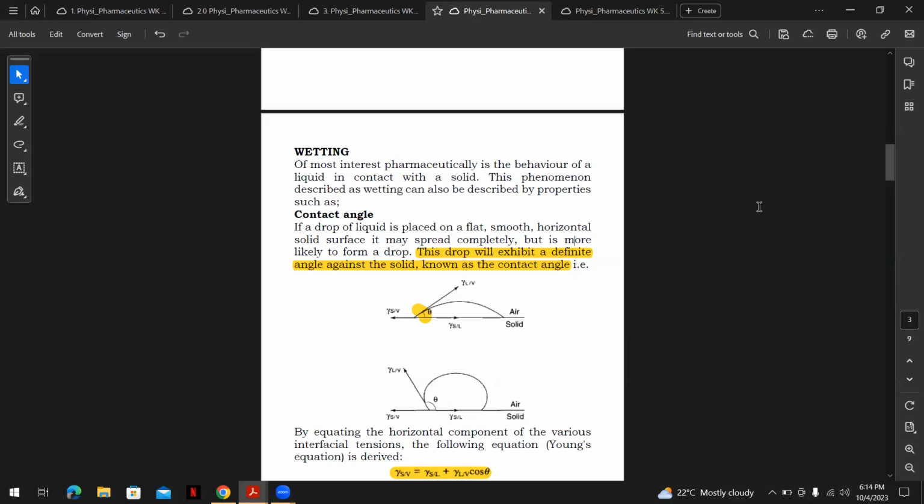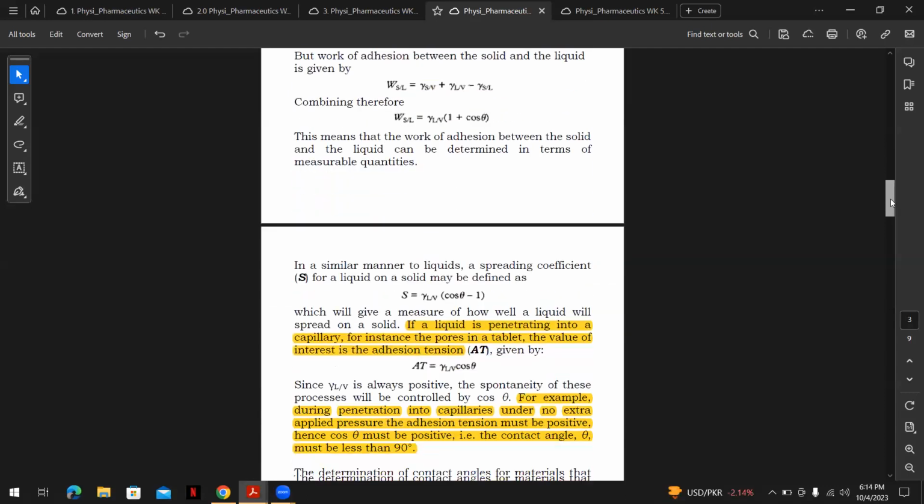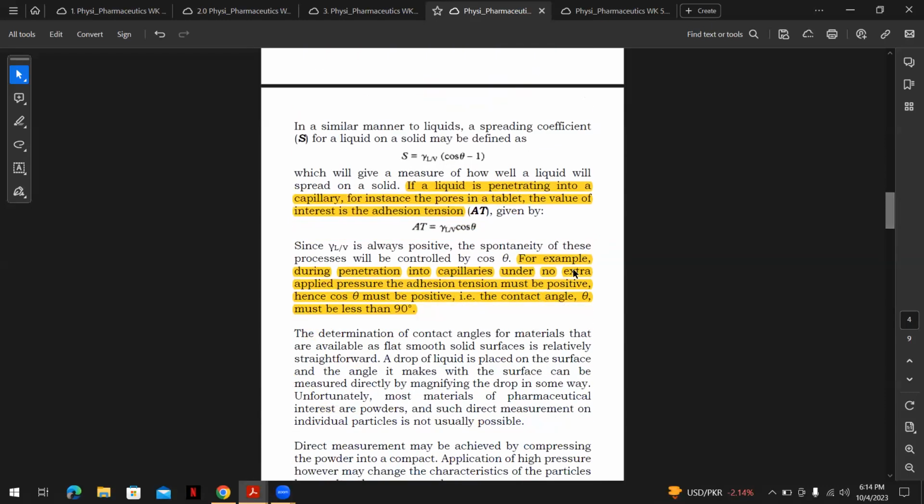The contact angle has to be less than 90 degrees for wetting to occur. This is what this paragraph here is saying. During penetration into capillaries, without extra pressure being applied, the adhesion tension must be positive, hence cos theta is positive. In short, the contact angle has to be less than 90 degrees for penetration to occur. So that means the surface tension has been reduced for wetting to occur.